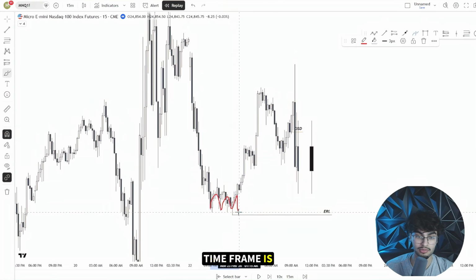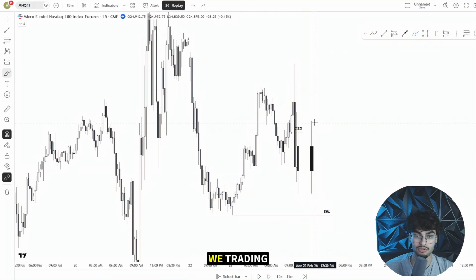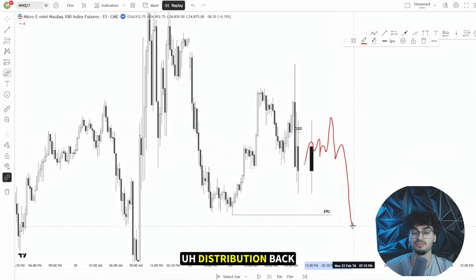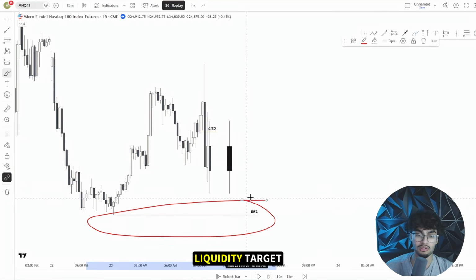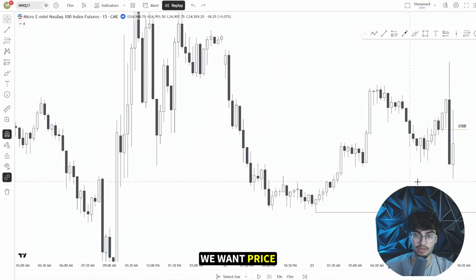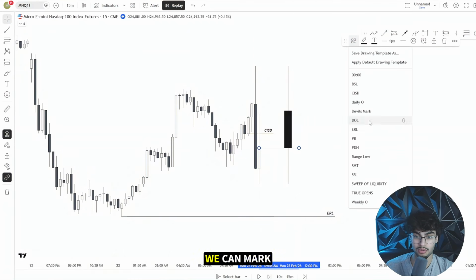On the daily time frame is an accumulation, a manipulation, and a distribution in that range. And what are we trading? We're trading that internal accumulation, manipulation, distribution back into the range. So this is a good drawn liquidity target. And what do we want price to do here? We want price to open up at this point. This is going to be the opening price of that next 10 a.m. 4-hour candle. We can mark it out.